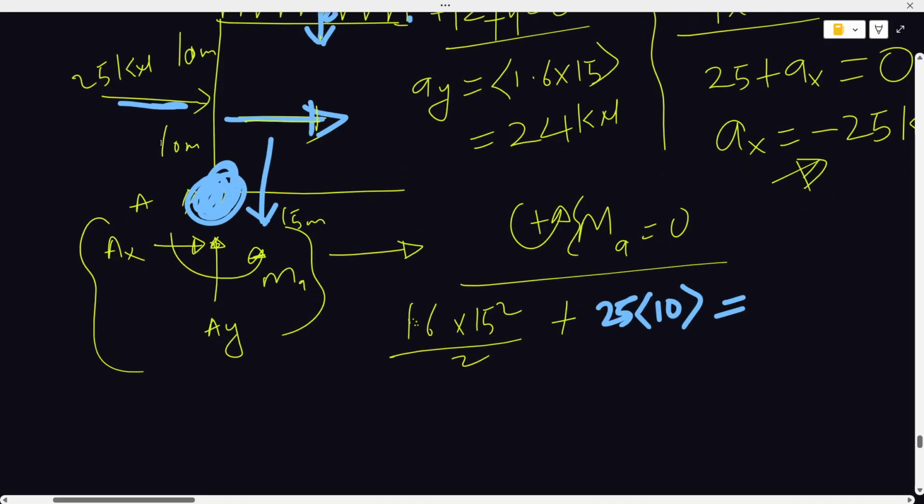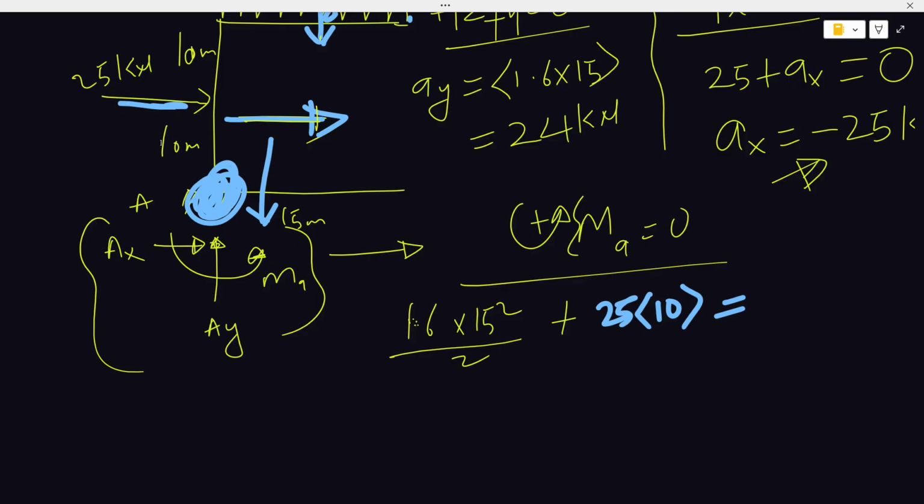The only anti-clockwise I see on A in this structure is the anti-clockwise that came from this moment. But you may be thinking, Deji, how come? Are we going to apply this moment? I mean, it's a moment at A. I mean, there's no perpendicular distance. Well, it's already a moment.